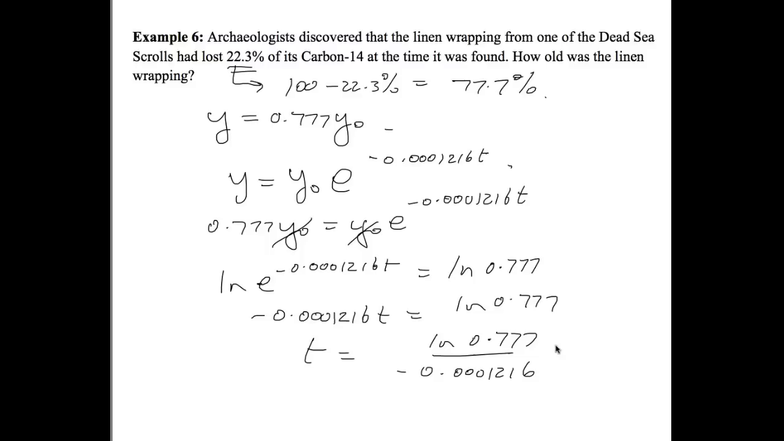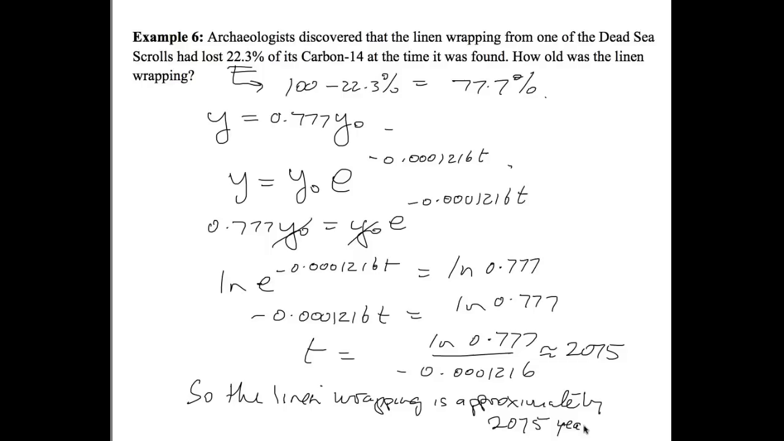All right, so what we can say then is the linen wrapping is approximately 2,075 years old. Okay, all right, so that's how we do that.